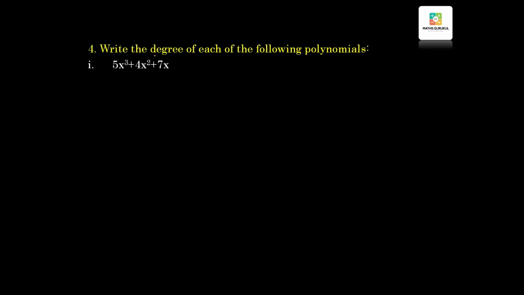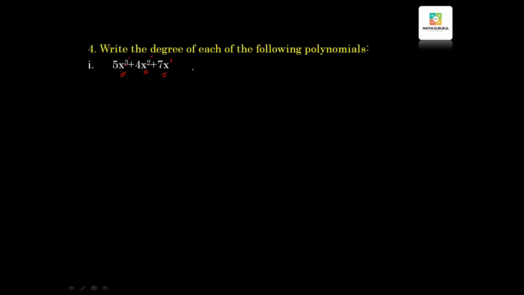So clearly here we can see that there is only one variable involved, and that is the variable x. Now if we notice the powers of x, we see that there are three powers of x. First is 3, second is 2, and the third one is 1. And the highest degree is how much?